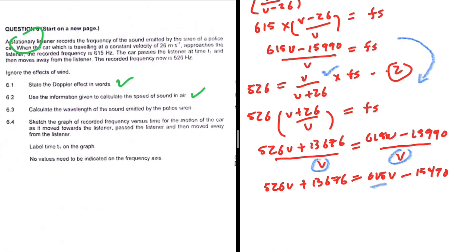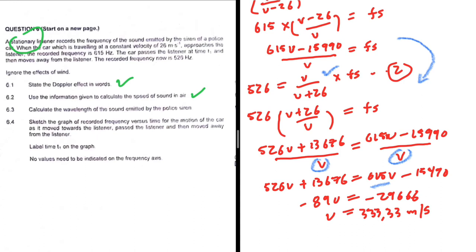Let's take these to the left-hand side. So 526 minus 615, that is minus 89V, being equal to minus 15,990 minus 13,676. That is equal to minus 29,666. So V is equal to, we divide that by minus 89. Let's take a look. I'm getting 333.33 meters per second. That is not a bad value for the speed of sound in air.